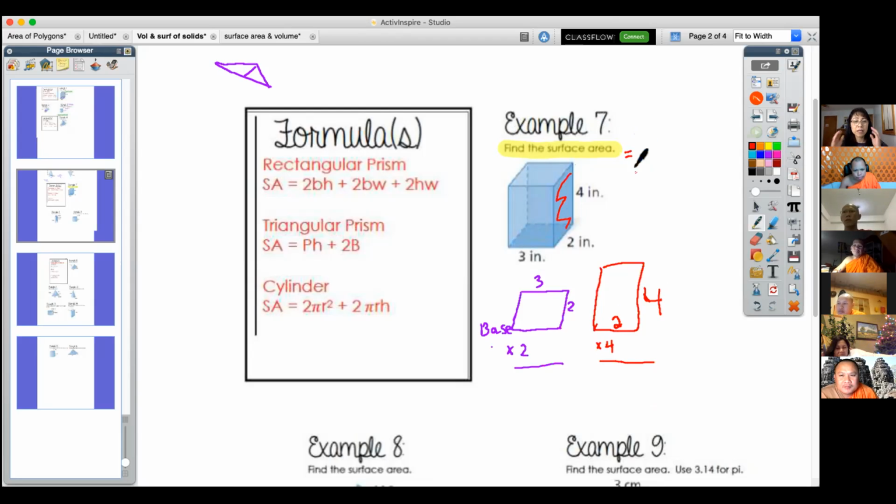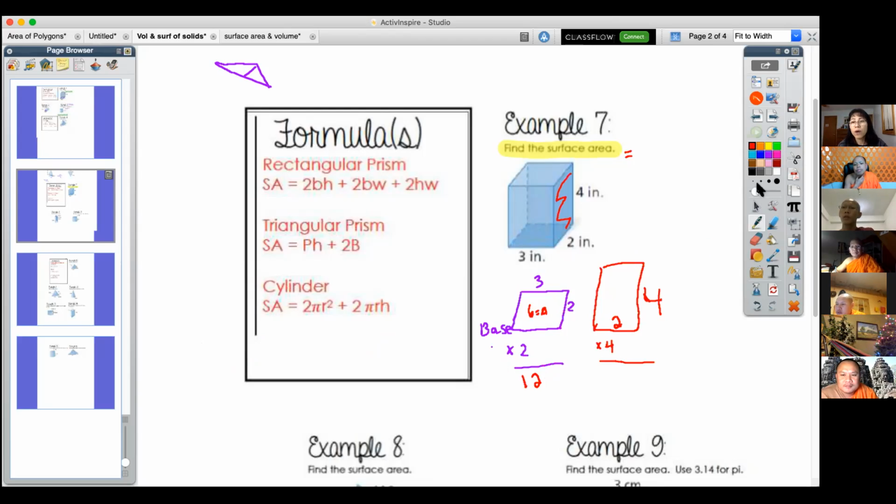That is common sense because the formula is too confusing. So you just break it up, the base, top and bottom. What is the area of your rectangle here? 3 times 2, what's 3 times 2? 6. Good job. So the area here is 6, but you have 2 of them. What's 6 times 2? 12. So the top and the bottom is 12 units square.